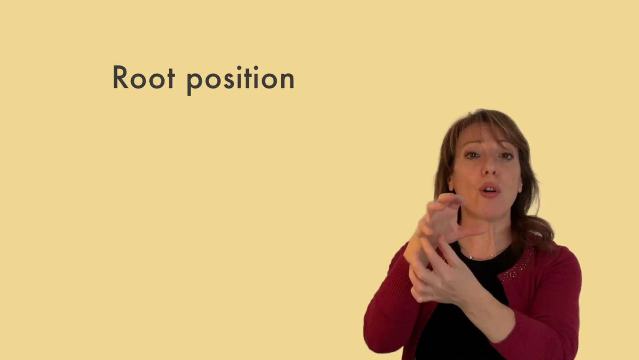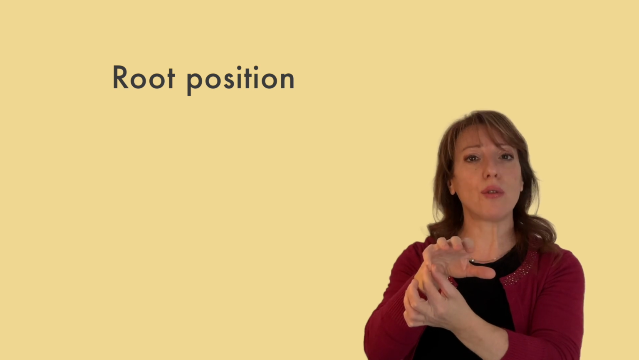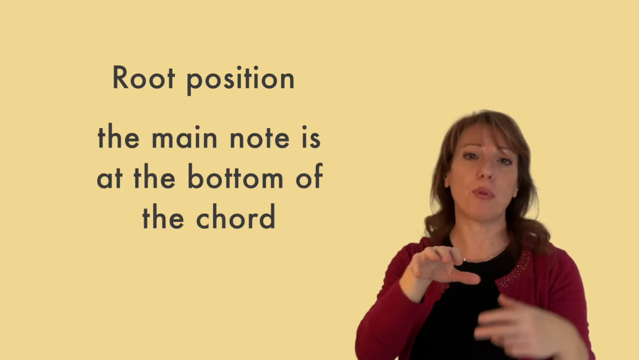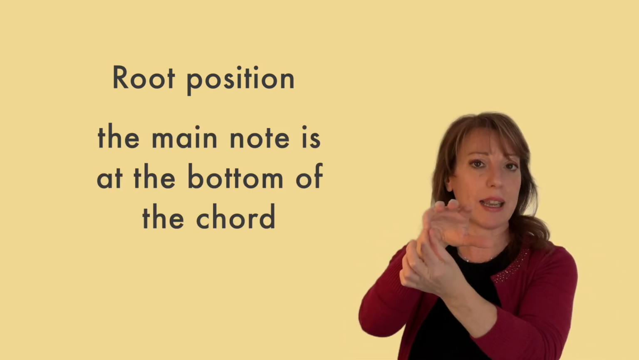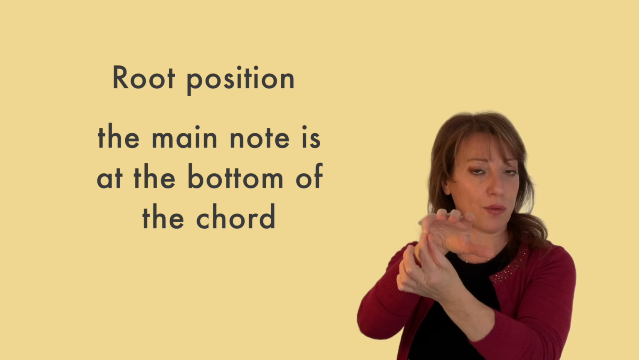I said that the chords can have up to 7 notes. Let's talk about triads. They have notes a third apart. When we have this hand position on a keyboard when we play it, this is called root position, because at the bottom of our chord is the main note. For example, the tonic triad would have the tonic here at the bottom of the chord.